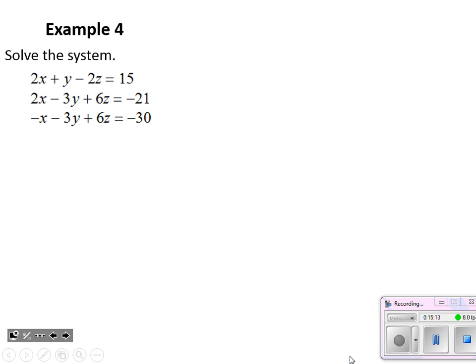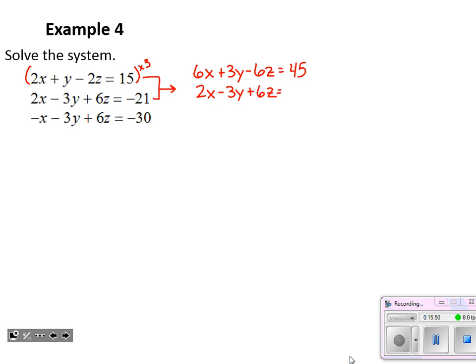Next, let's have a look at this one. Here it looks like, yet again, the x's are going to be probably the easiest one to handle. But since we've already done the x's, let's work with the y variable instead. So if I grab the first two equations and I want to eliminate the y's, I'm going to have to multiply that top equation by 3 to set up that cancellation. I will then have the system of two equations, 6x plus 3y minus 6z equals 45. And that second equation, I didn't change, trying to cancel out the y's. Oh, and this looks kind of similar to what we had before.